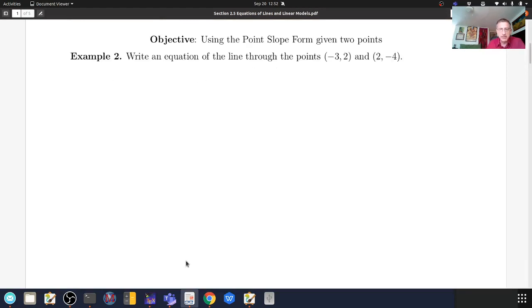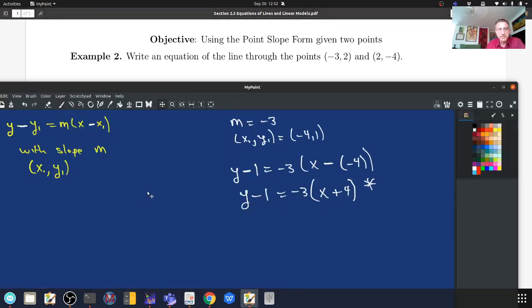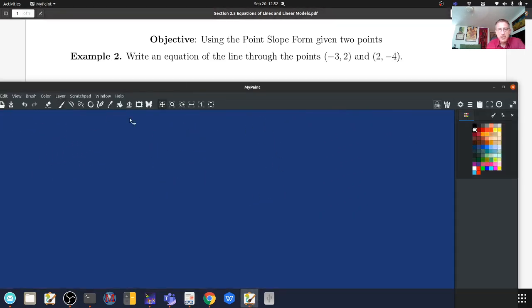So here we go. We want to write an equation of the line through the points minus 3, 2, and 2, minus 4. So I've got a point. What I don't have is the slope, so let's find the slope. I have point 1. You get to choose which one is your x2 and your y2. And I'm just going to be lazy and choose my first one as x1, y1 and my second one as x2, y2.